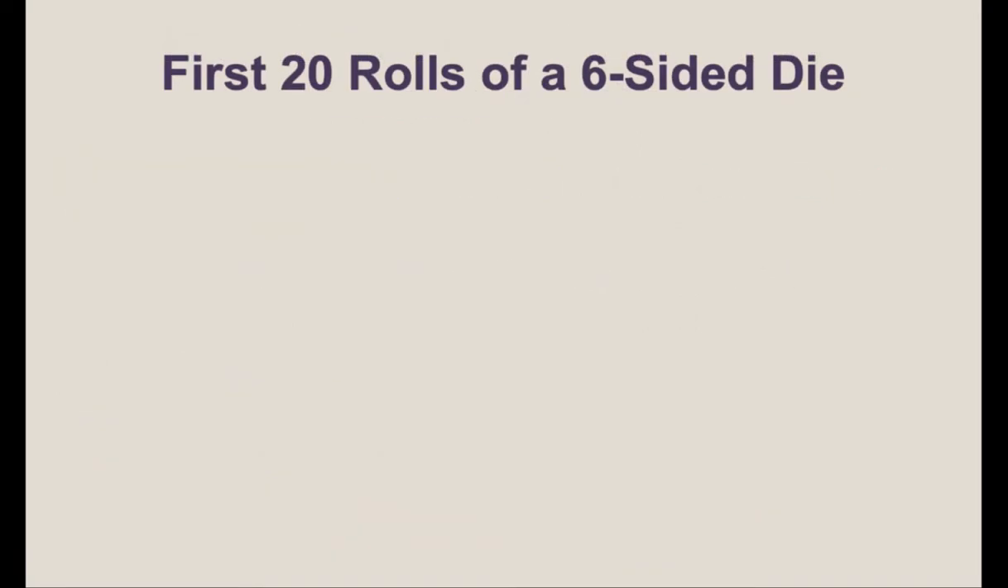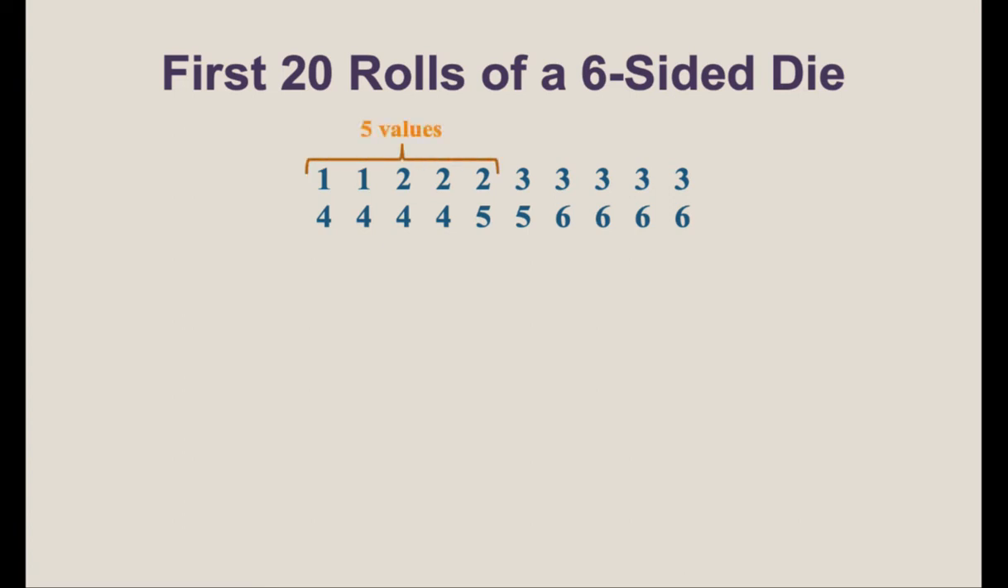Let's do another example with a small dataset. Here are the first 20 rolls of a 6-sided die. Of course, data such as this is very rarely in order, so the first step is to reorder the data. With the data now sorted in order, we will note that there are 5 values that are strictly less than 3. 5 divided by 20 is 25%. And there are 10 values that are less than or equal to 3. 10 divided by 20 is 50%.